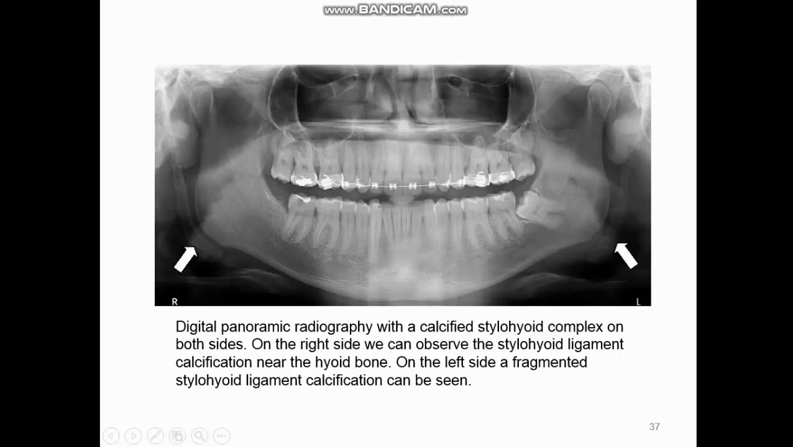In this picture, this is a digital panoramic radiography with a calcified stylohyoid complex on both sides, as you can see here. They are seen so clearly. On the right side, we can observe the stylohyoid ligament calcification near the hyoid bone. On the left side, a fragmented stylohyoid ligament calcification can be seen.